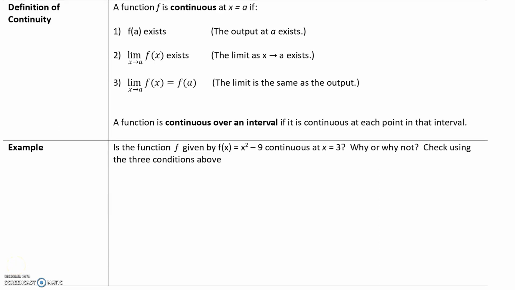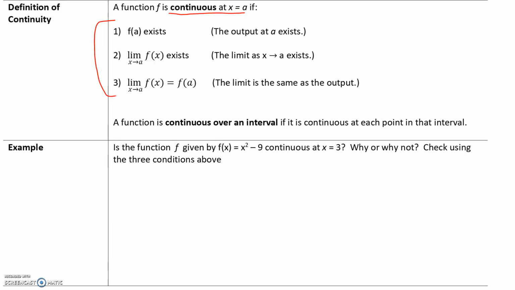In this part of the lesson, we are going to talk about continuity. Here's a definition of continuity. A function f is continuous at the point x equals a if all three of these conditions are met. One, f of a exists, which means if you plug in x equals a into the function, then the output at a exists.